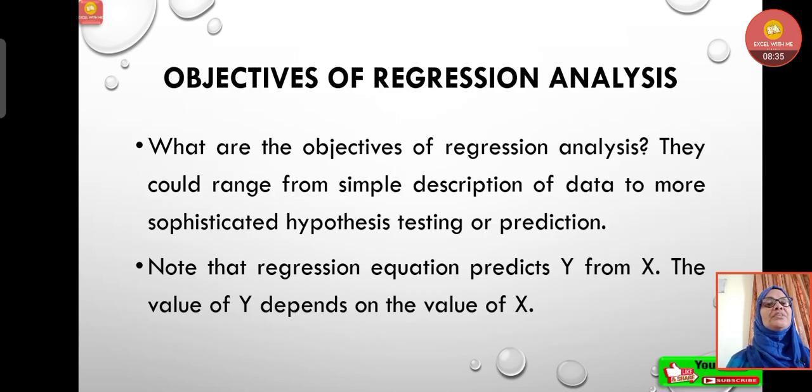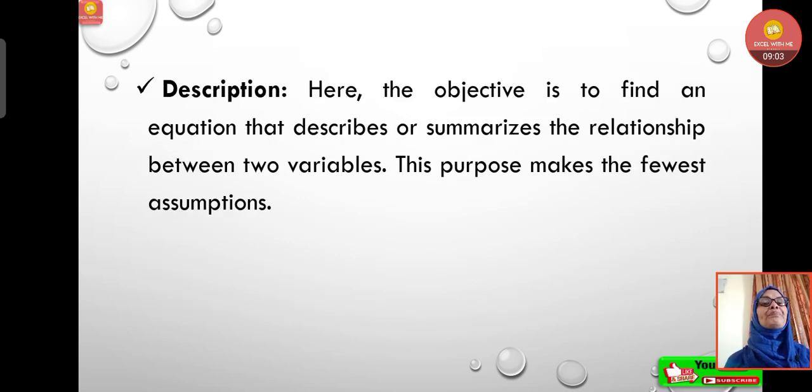Now, objectives. What are the objectives of this regression analysis? They could range from simple description of data to more sophisticated hypothesis testing or prediction. Obviously, when we set a hypothesis, we use these statistical techniques to prove whether it is true or false, that's why we do this regression analysis. Note that the regression equation predicts y from x. The value of y depends on the value of x. Now, description: here the objective is to find an equation that describes or summarizes the relationship between two variables. This purpose makes the fewest assumptions.